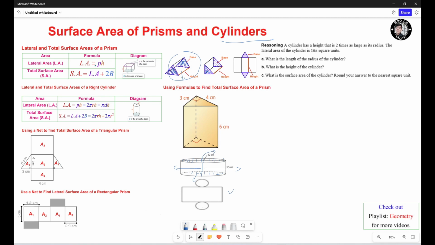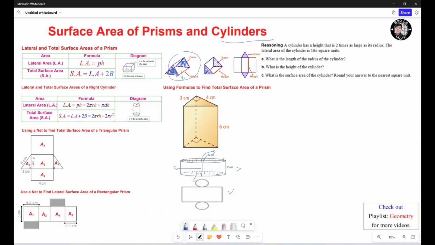Now you have a second way to calculate the lateral surface area. You just identify the bases and exclude the bases. You just calculate the area of the faces around the figure, and that is the lateral surface area of the prism. Alright, for the total surface area, you use the lateral surface area and include the area of the two bases, which is this one and this one. That's called the total surface area of the prism.